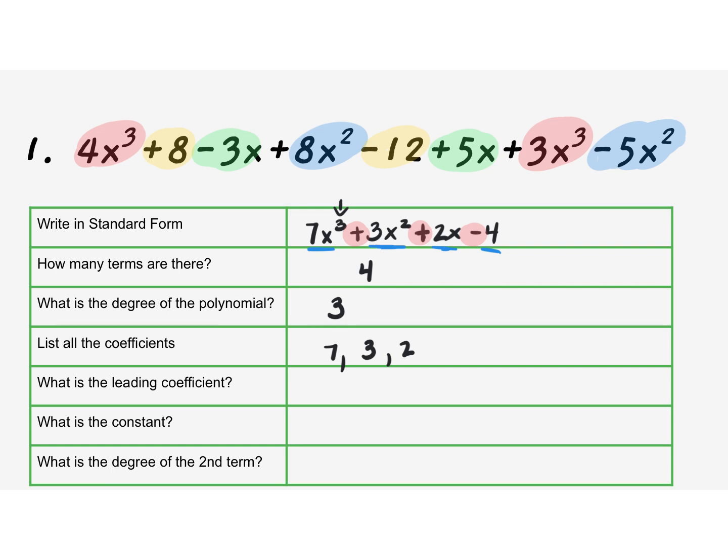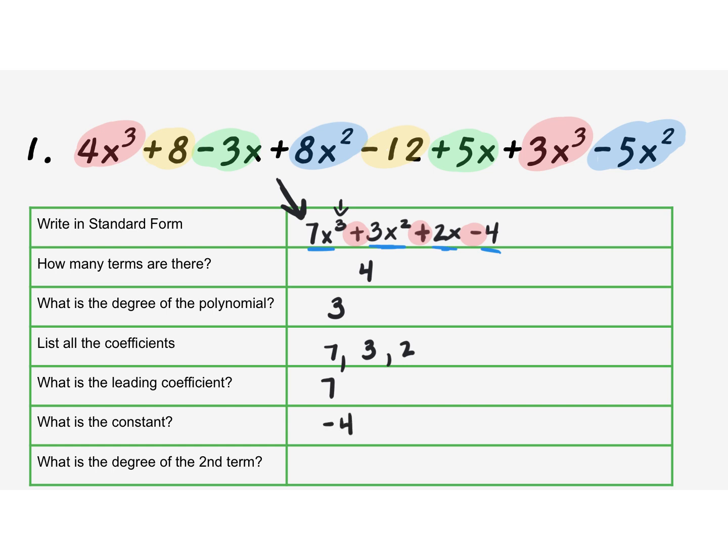The next one's asking, what is the leading coefficient, the leader? So I'm going to start at the very beginning, which is right here. So you kind of think of it as a line leader. The leader of that one is a 7. So my leading coefficient is a 7. And the next one's asking, what is the constant? The constant is the one without a letter. So if I look at the very end, I have that negative 4. So negative 4 is going to be my constant.